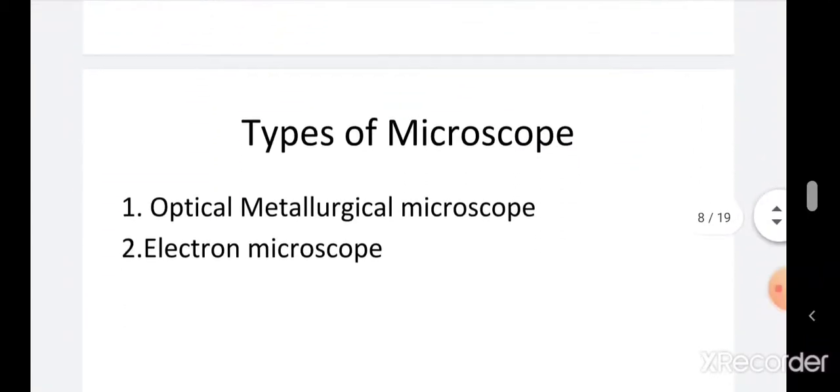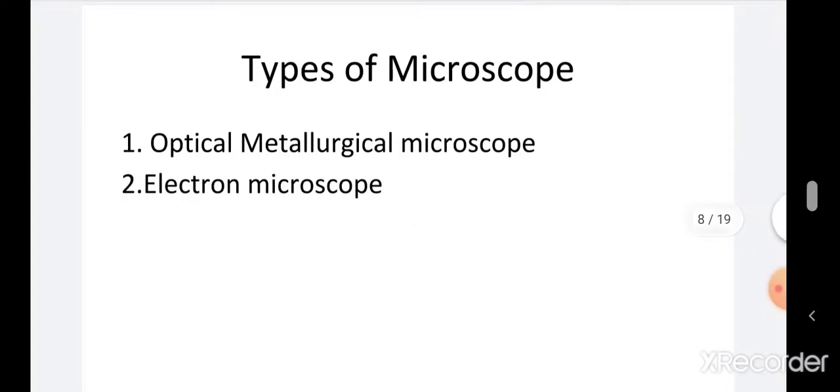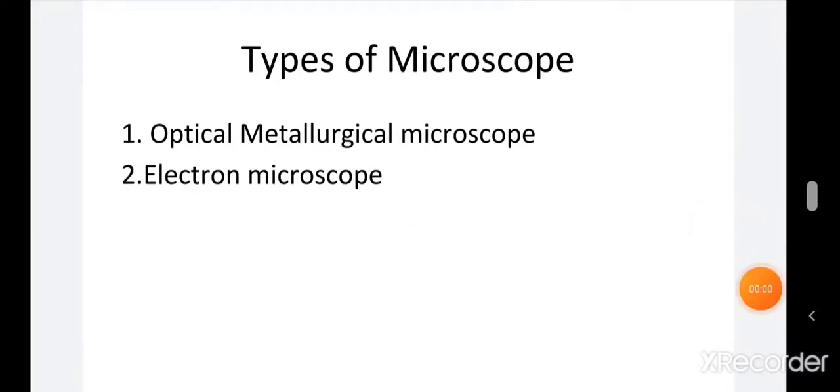Now we are going to study the types of microscope. There are two types of microscope. First is the optical metallurgical microscope, and second is the electron microscope. Now first of all we will check what is the necessity of microscope or what is the use of microscope.